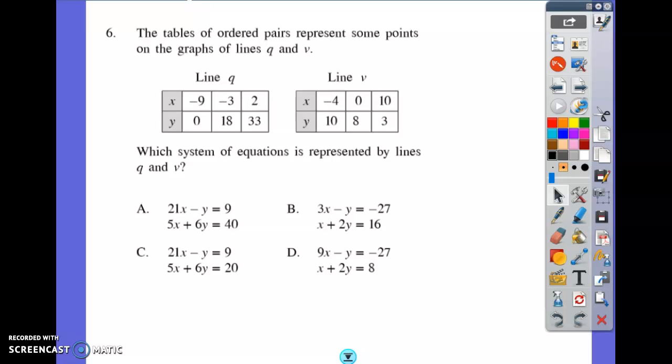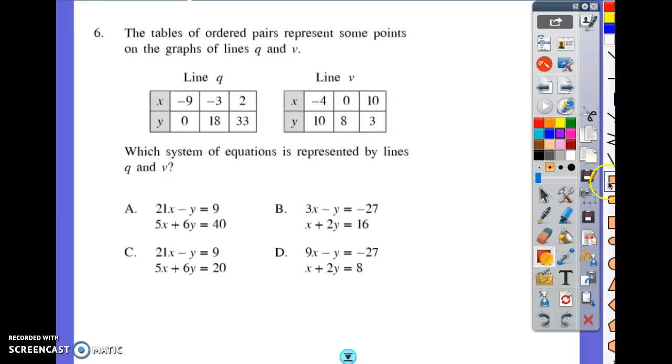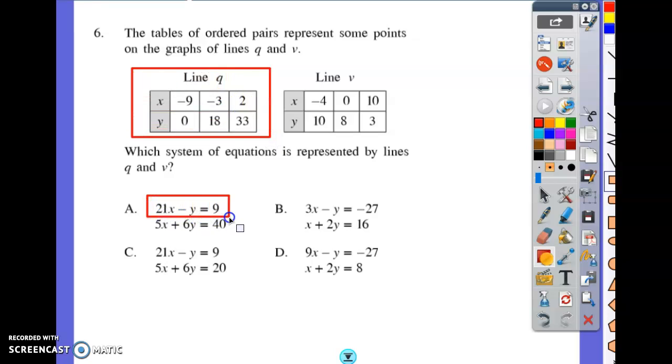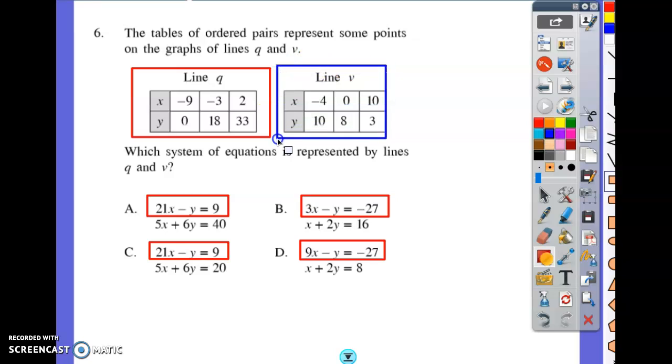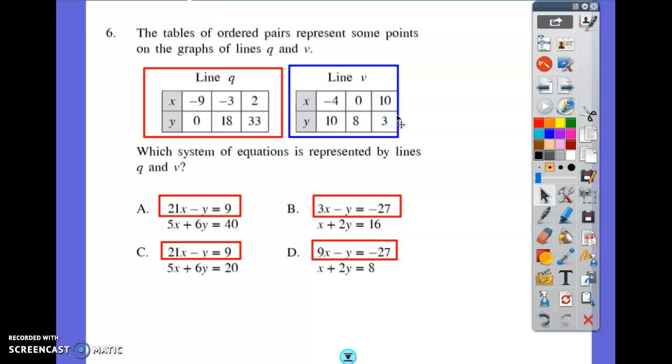Okay, problem number 6, they gave us 2 tables, and I'm just going to make these boxes for you guys so that you can see that this one goes with the first equation in each answer. So we're going to be looking at those first before we even look at the second table. But the second table, I'm going to do it in blue. And then just know that that's going to be the second equation in each answer.